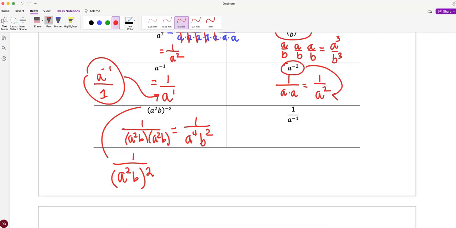Okay. Here I'm seeing a negative exponent in the bottom of the fraction. For a to the negative 1, this is 1 over a to the 1, which is 1 times a to the 1 over 1, which is just a to the 1. The way to think about this problem is a negative exponent in the bottom of the fraction becomes positive when it moves to the top of the fraction.